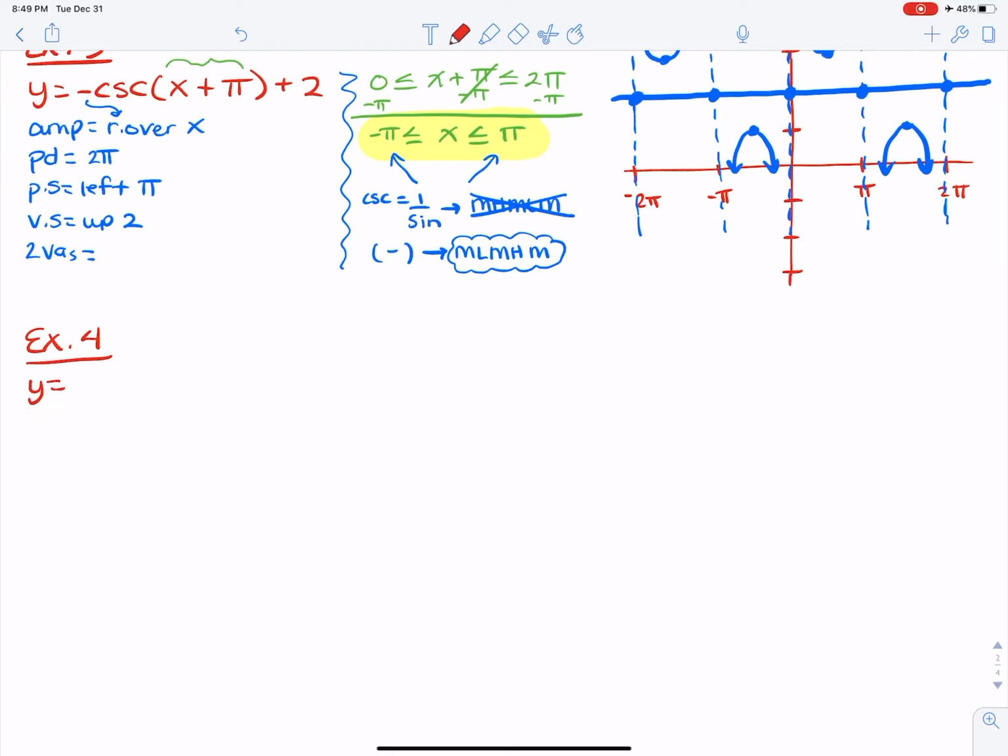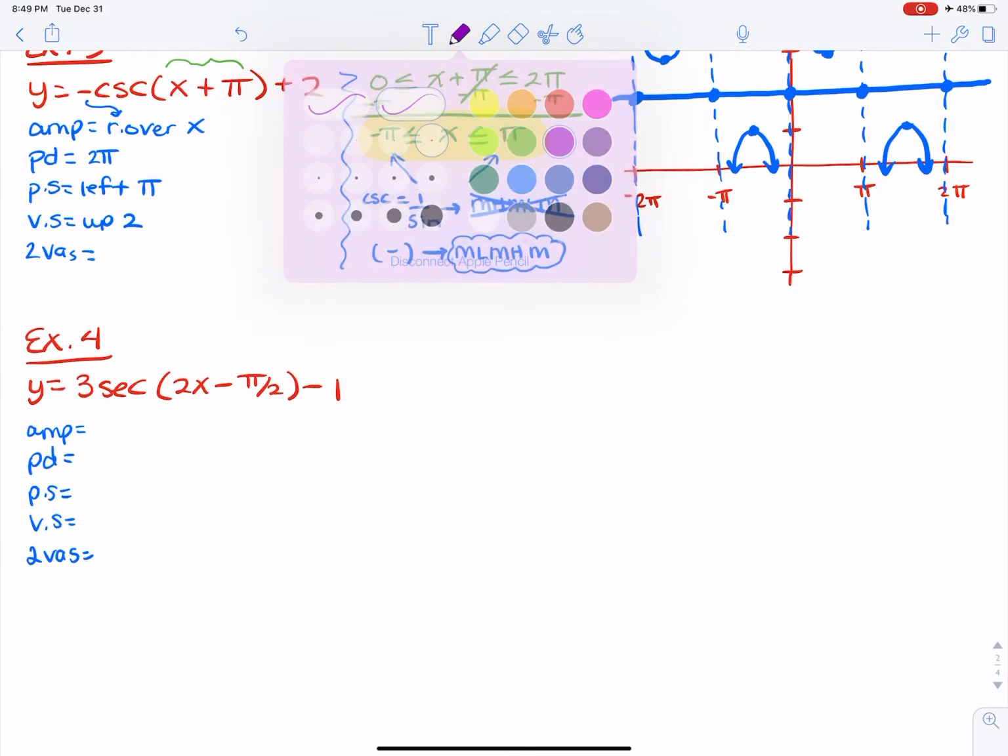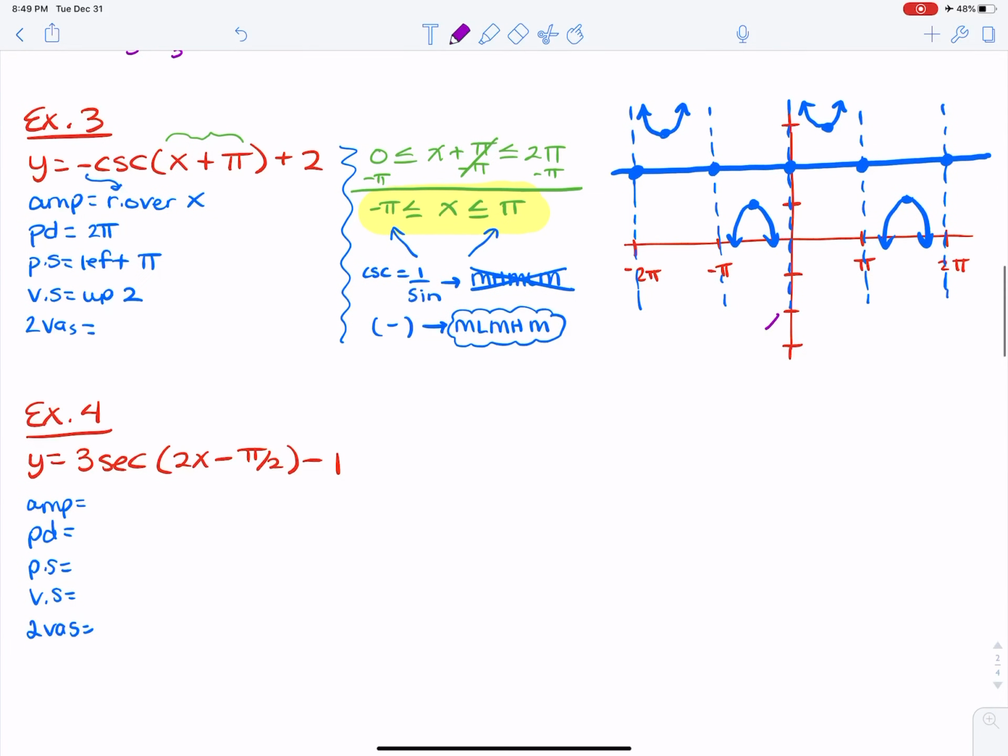Y equals 3 secant of 2x minus pi over 2, minus 1. Finding all the things: amplitude, period, phase shift, vertical shift, VAs. Oh, speaking of VAs, we didn't find the VAs for the last one, so let's go ahead and do that. 2 VAs, this is very, very easy. Boom, 0 and pi. Very simple.